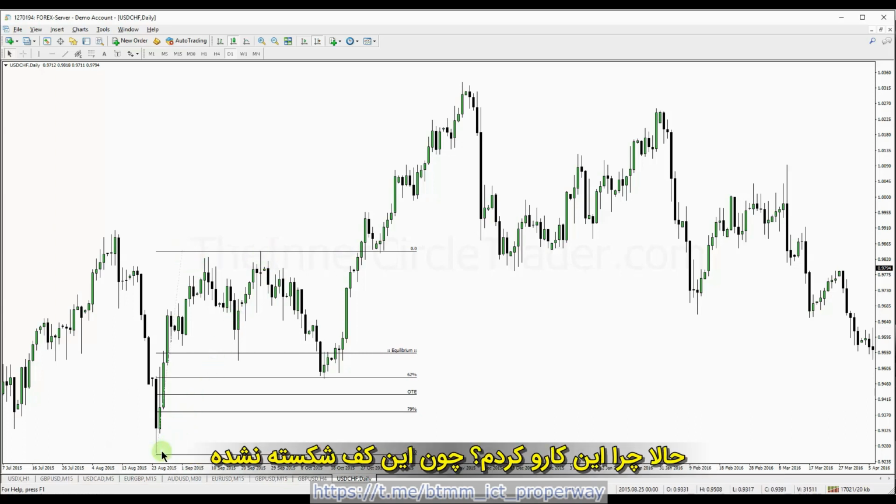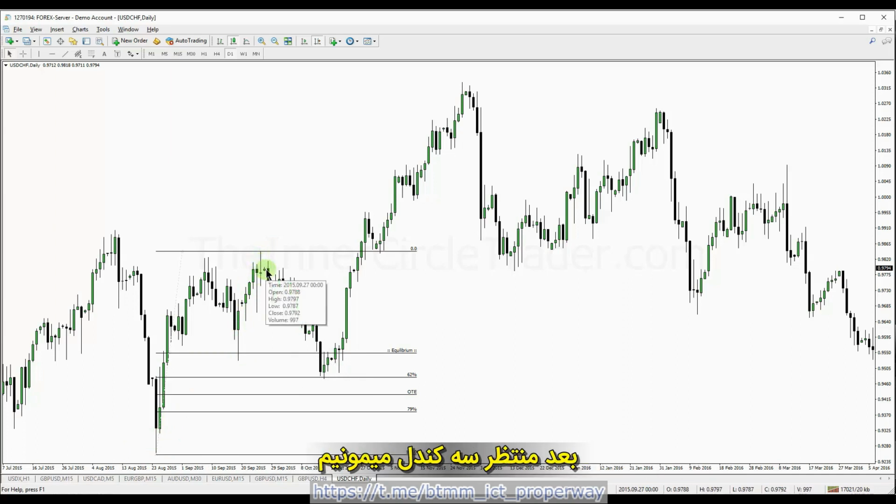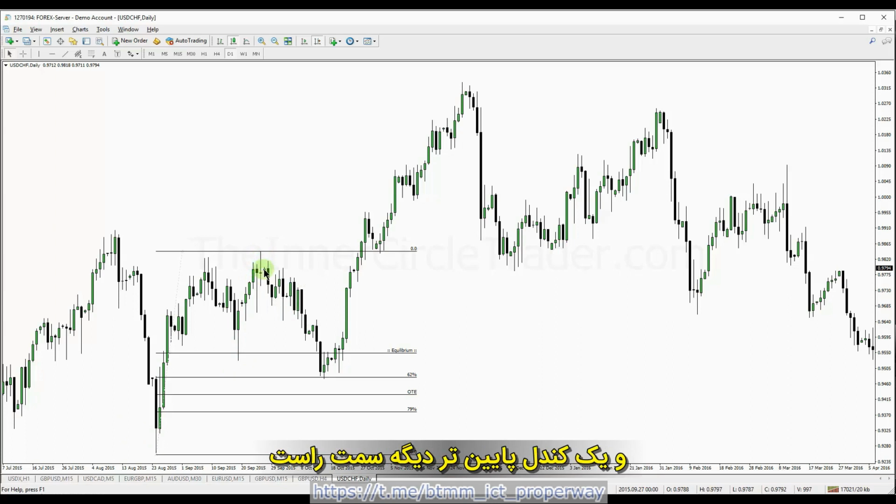Now, why did I do that? Because this price low has not been violated. It only retraced down to here, it rallied up again. Then we wait for 3 candles. The high candle to the left, there's a lower one. To the right, there's a lower one.